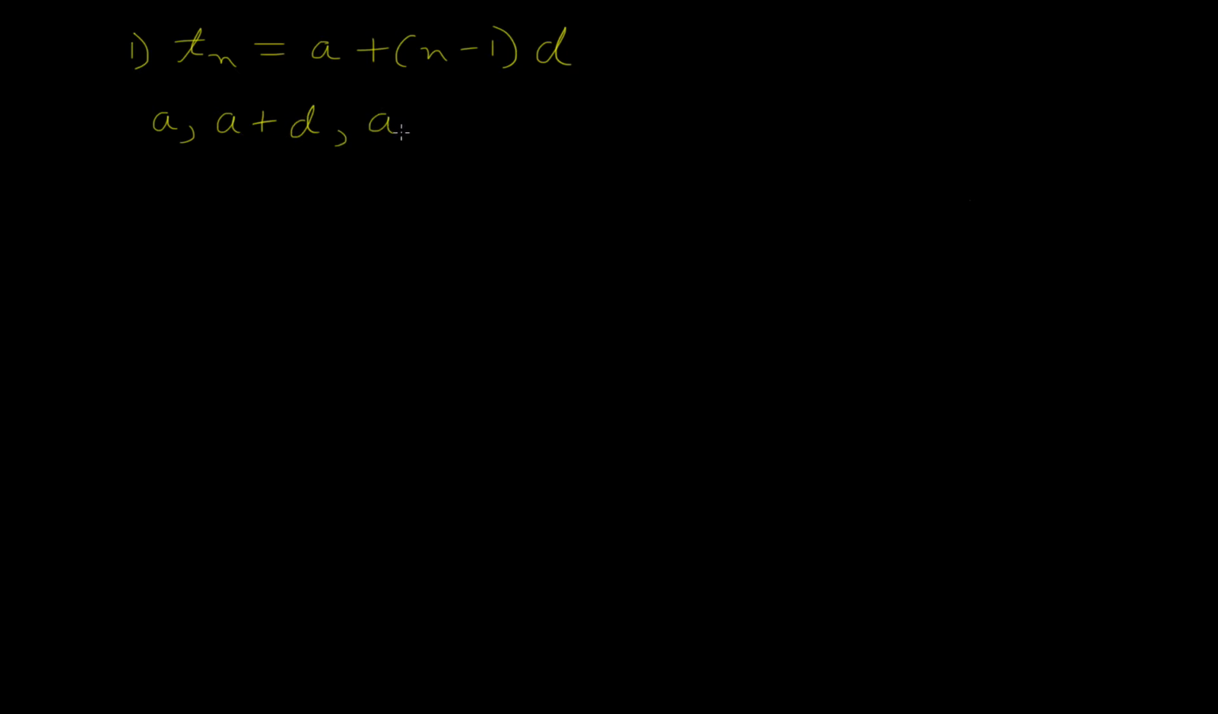You reach the third term, so you would have added the common difference two times, that is 2d to the first term. Similarly, for the fourth term, you would have added the common difference three times, and so on. When you reach the nth term, you would have added the common difference n minus 1 number of times to the first term, and from this you get the general formula for the nth term of an arithmetic progression.